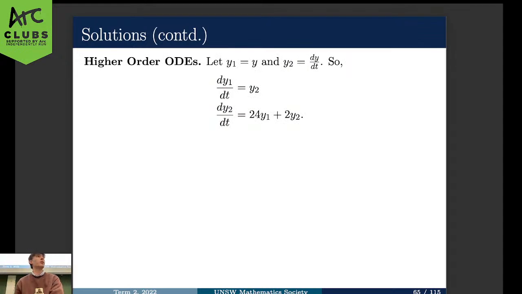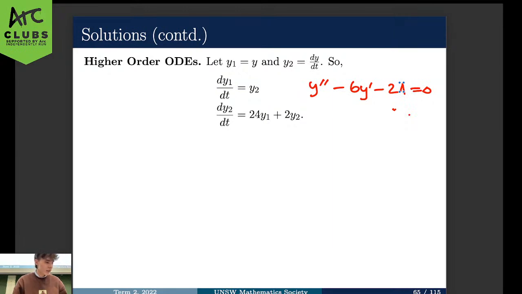so some new function y1 equal to our original function y, and some new function y2 equal to dy/dt, what we have is the original differential equation, which remember was y'' minus 6y' minus 24y, so 24y equals 0.